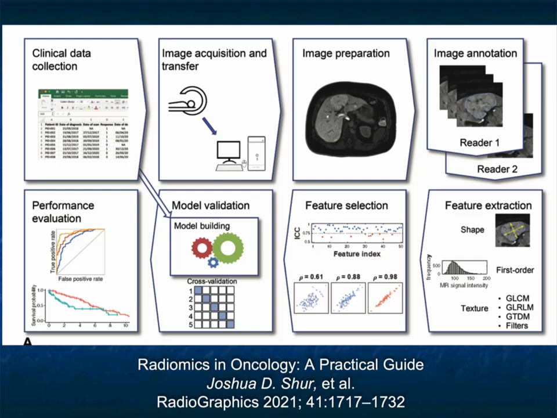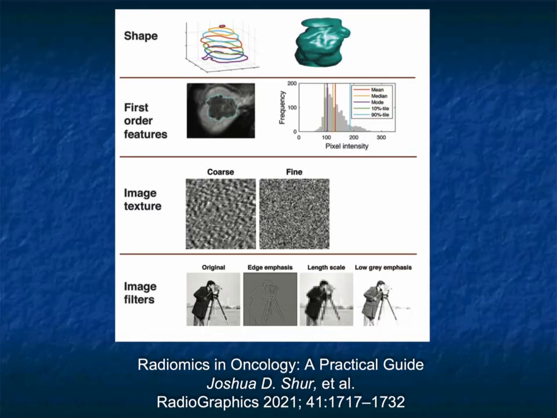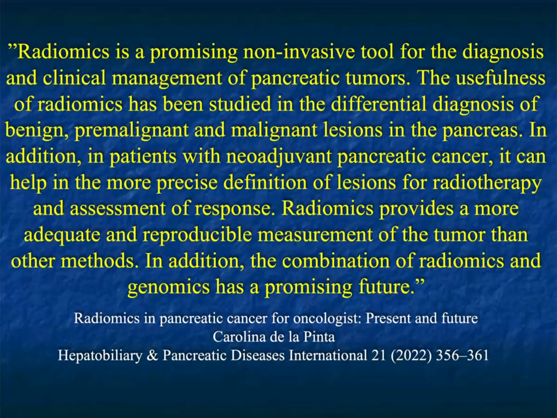One issue with radiomics to date has been that it often works well on the initial data set, but the second you change anything from slice thickness to scanner type to just new patients, it doesn't work as well. So reproducibility has been one of its challenges. With radiomics, just a few points, you look at many different features, texture, you run different filters to accentuate data, and it's really a promising tool. It provides a more adequate and reproducible measurement of the tumor than other methods. In addition, the combination of radiomics and genomics has a promising future.